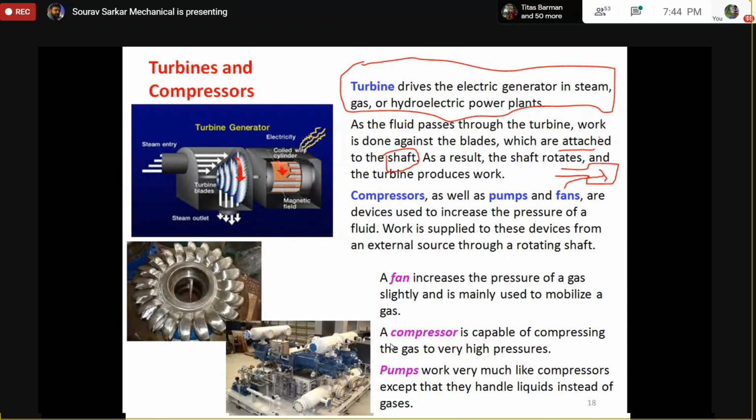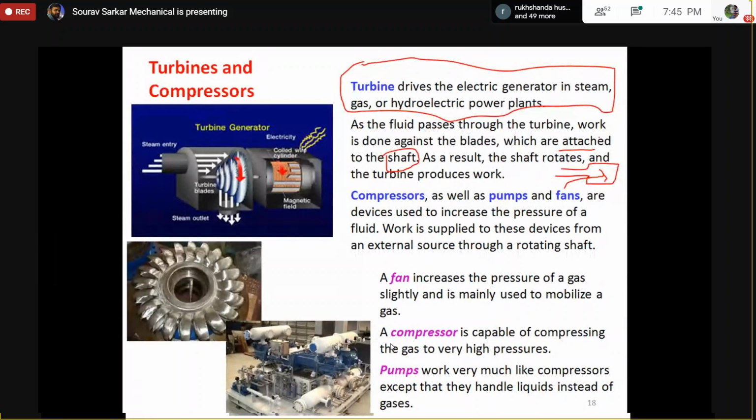Okay, so basically there are two kinds of devices. One is called a power producing device, one is called a power absorbing device. The device which extracts energy from the incoming fluid is called a power producing device. Just like a turbine, your incoming fluid will have a higher energy, you are extracting that energy from the fluid and converting it into a low energy fluid. That is basically what the turbine does.